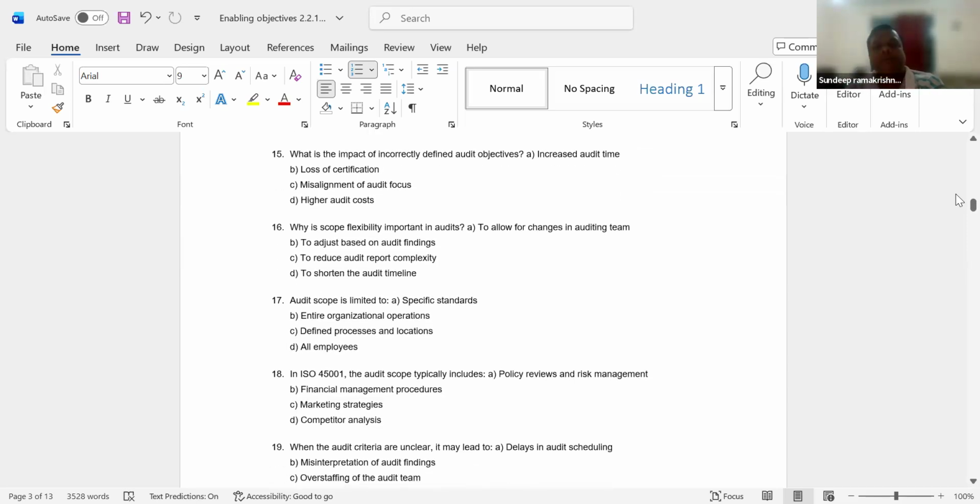What is the impact of incorrectly defined audit objectives? It should be C, sir. Misalignment of the audit focus. Yeah, good answer. Best fit answer, right? Yes. There is an impact of incorrectly defined audit objective in the element of audit purpose, higher audit costs, loss of certification.